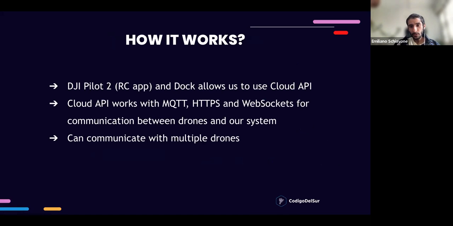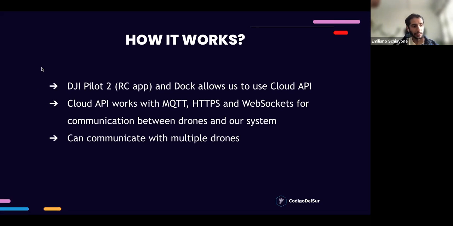And then, how it works. This session is not going to be too technical. We are going to do an overview of this Cloud API and the concepts. So to have the Cloud API working in your solution, your drone needs to have a remote controller with an application called DJI Pilot 2. That is the application that can communicate with Cloud API. Also, we have the dock that allows us to use Cloud API.